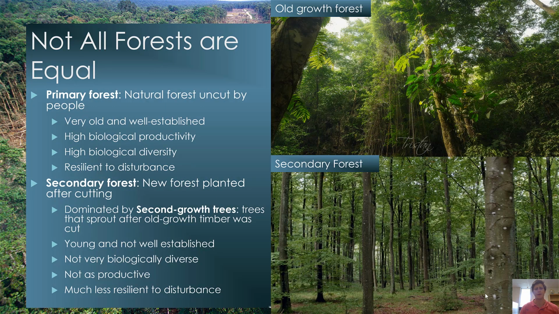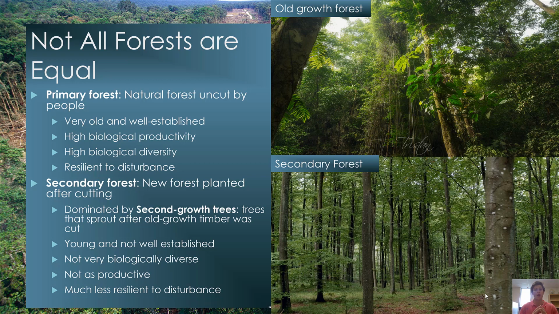It's also useful to note that not all forests are created equal, and it's really important to delineate the two types of forests when we talk about where deforestation is located. There are things called a primary or an old-growth forest, and there's a secondary forest. Primary or old-growth forests are natural forests that have never been cut, or where trees have never been removed in any significant capacity by people. These are typically going to be very old and very well-established forests. When we talked about succession back in Chapter 4, these are going to be our climax community forests.